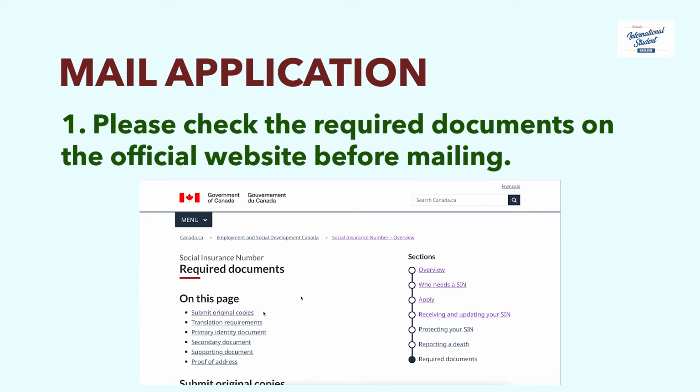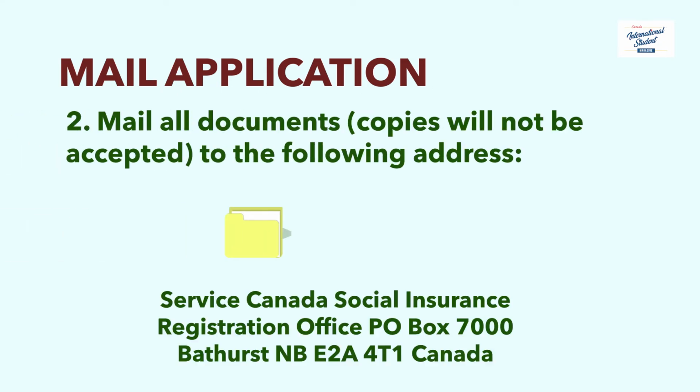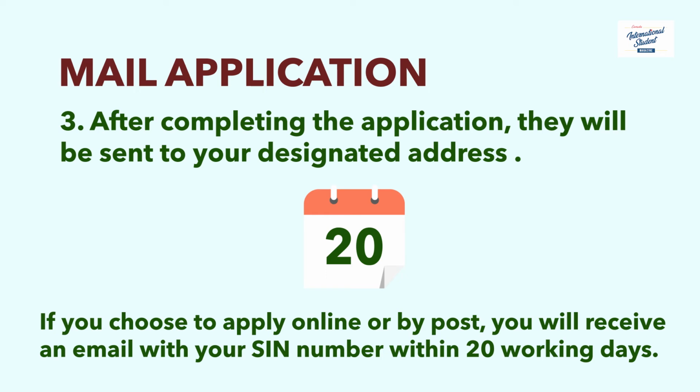Mail application. Number 1. Please check the required documents on the official website before mailing. Number 2. Mail all original documents as copies will not be accepted. You must send it to the following address: Service Canada, Social Insurance Registration Office, P.O. Box 7000, Bathurst, NB, E2A 4T1, Canada. After the application has been completed, they will send you your SIN to your designated address.